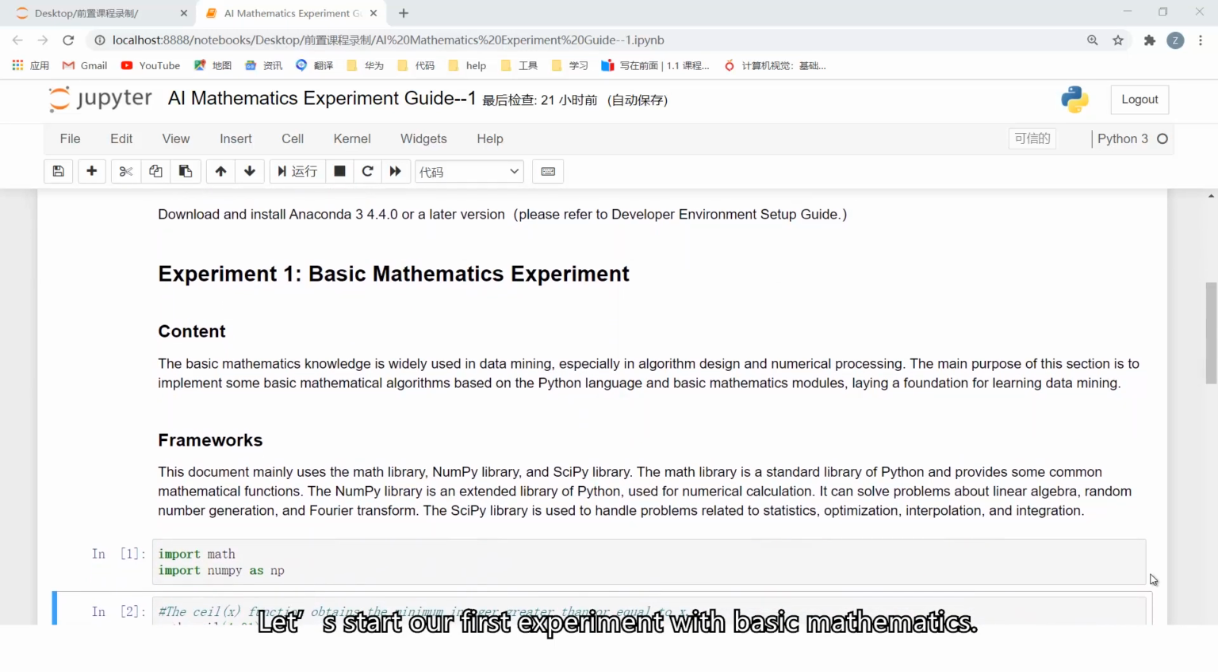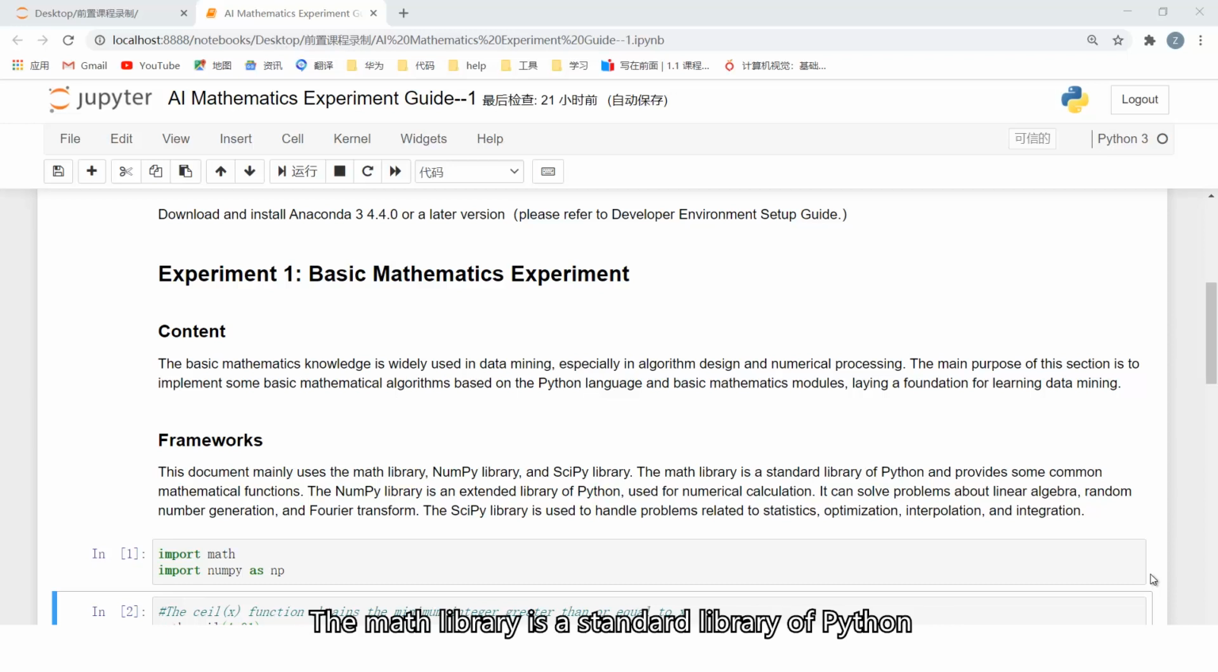Let's start our first experiment with basic mathematics. The main purpose of this section is to implement some basic mathematical algorithms based on the Python language and the basic mathematics modules, laying a foundation for learning data mining. The frameworks we mainly use are the math library, NumPy and the SciPy library.